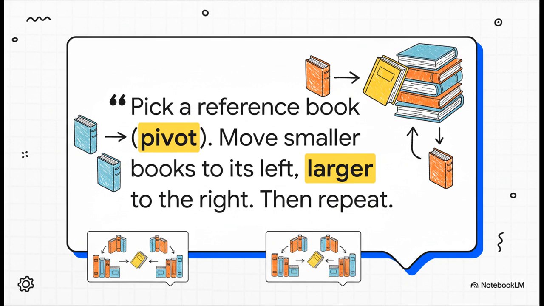All the books with a smaller number go to the left, all the ones with a bigger number go to the right. Then you just do the exact same thing to those two new, smaller piles. The whole game is just picking a pivot that splits the pile nice and evenly.